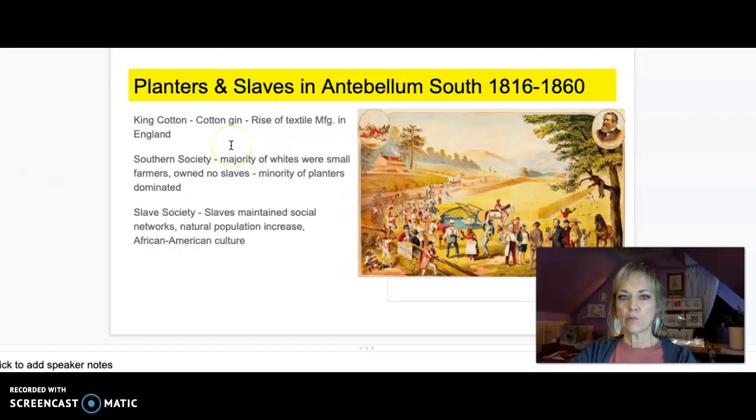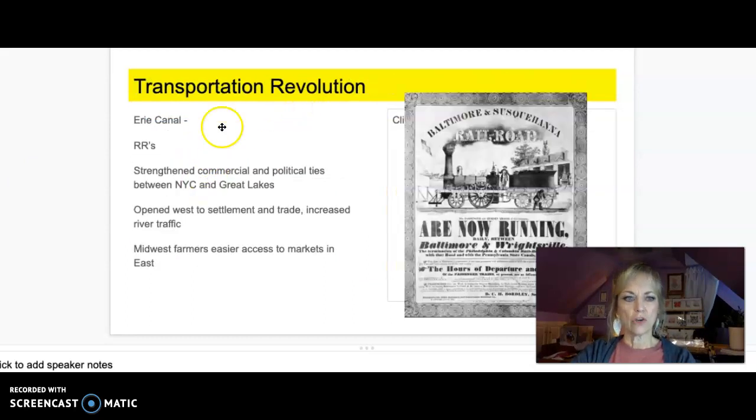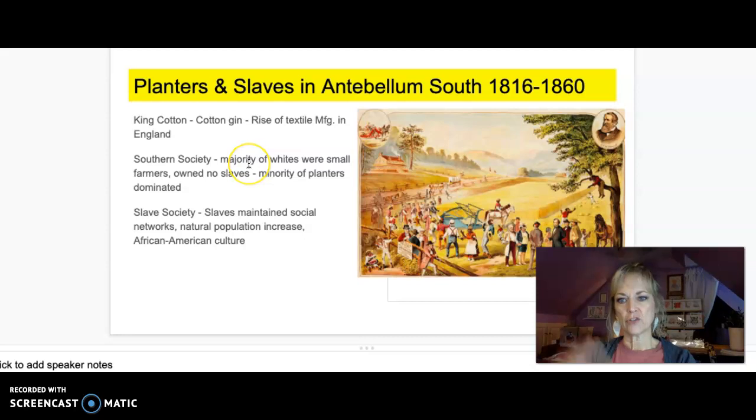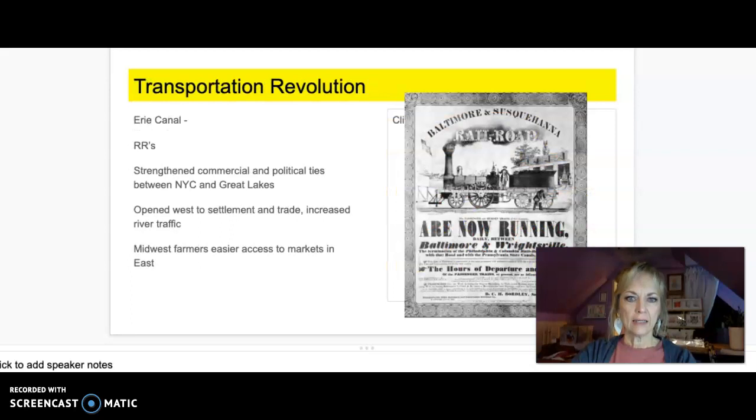Cotton reigned supreme in the South, and as a result, you had textile manufacturing in England, and so England and the South are very much tied to one another because the raw cotton is sent there for textile manufacturing. You also had a transportation revolution with new canals like the Erie Canal, the laying of railroads, opening up of the West to trade and settlement.